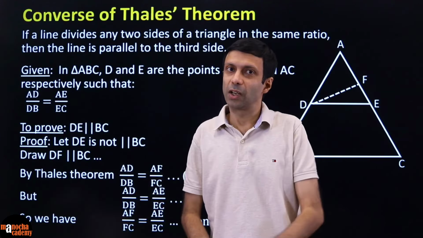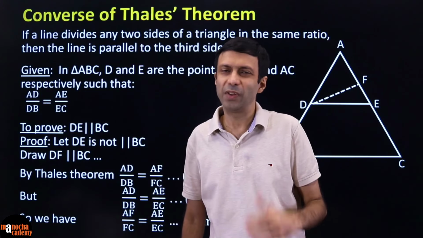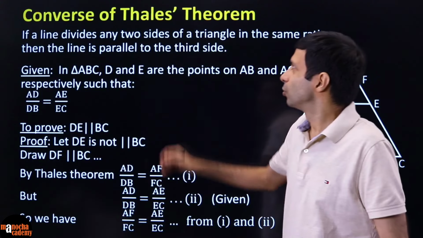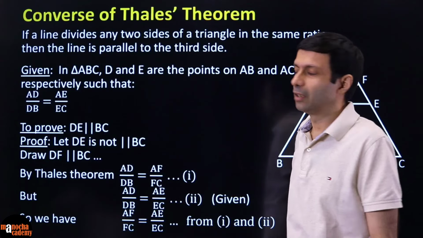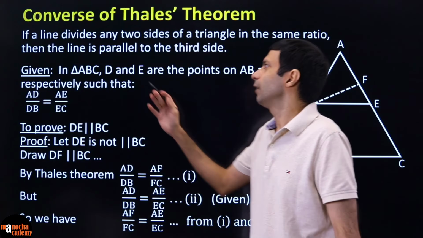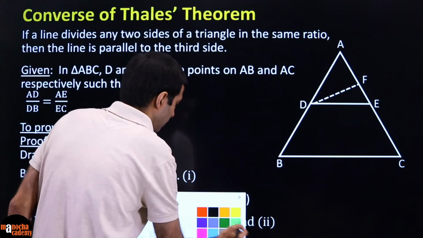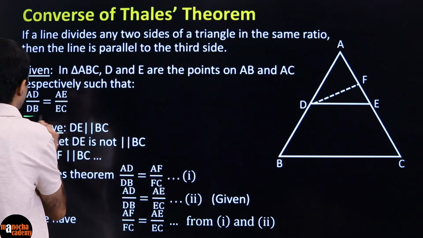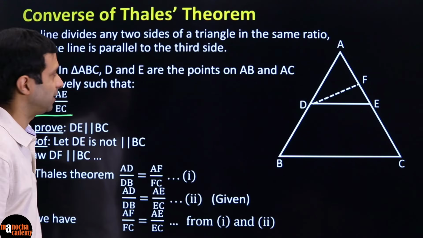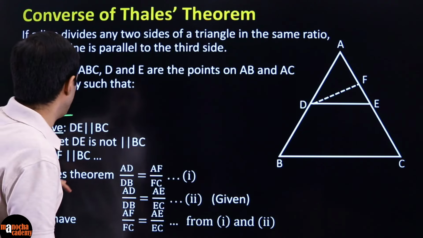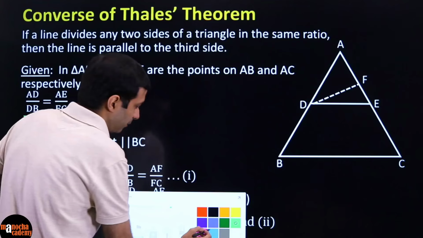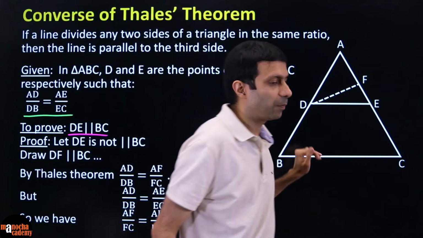Again, how do you prove the converse of Thales theorem? So the proof is very interesting. Let's take a look. So first we'll write what is the converse that we have to prove. Again, we'll start off with the given triangle, and what is given to us? It is given that AD by DB is equal to AE by EC. What do we need to prove? That DE, this guy, DE is parallel to BC.